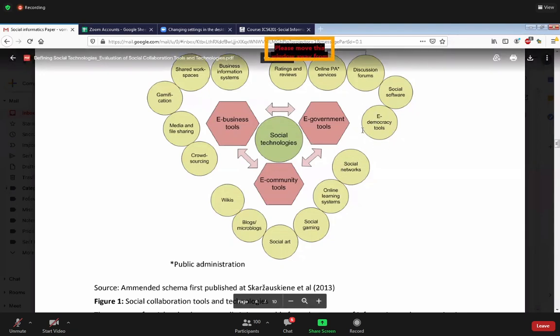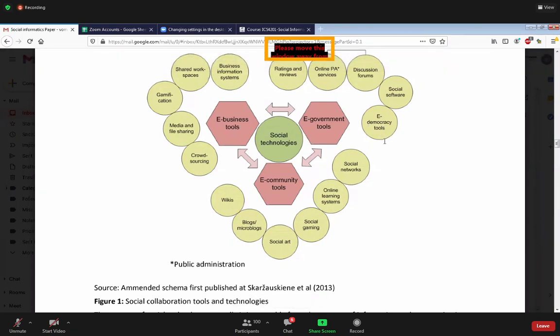So when we talk about e-democracy tools, we are talking about the electronic voting system that has failed in Kenya. I don't know whether it has succeeded. I'm not sure.